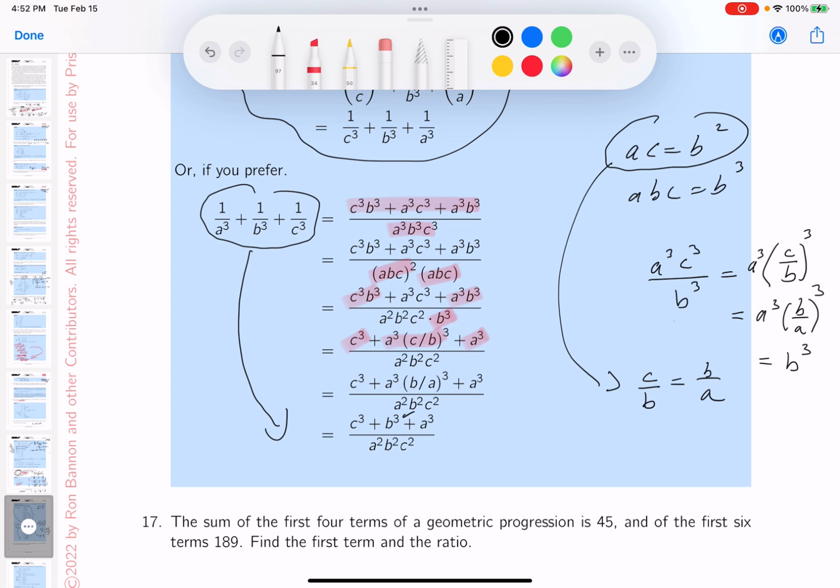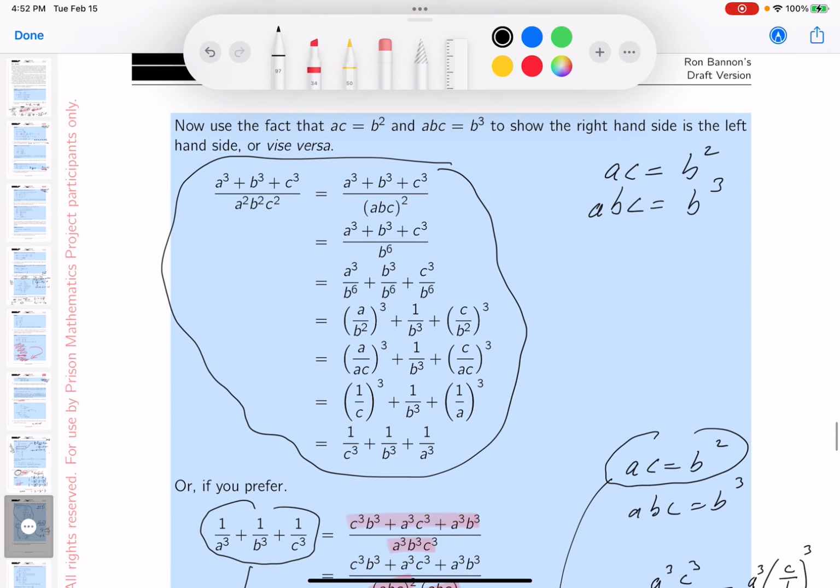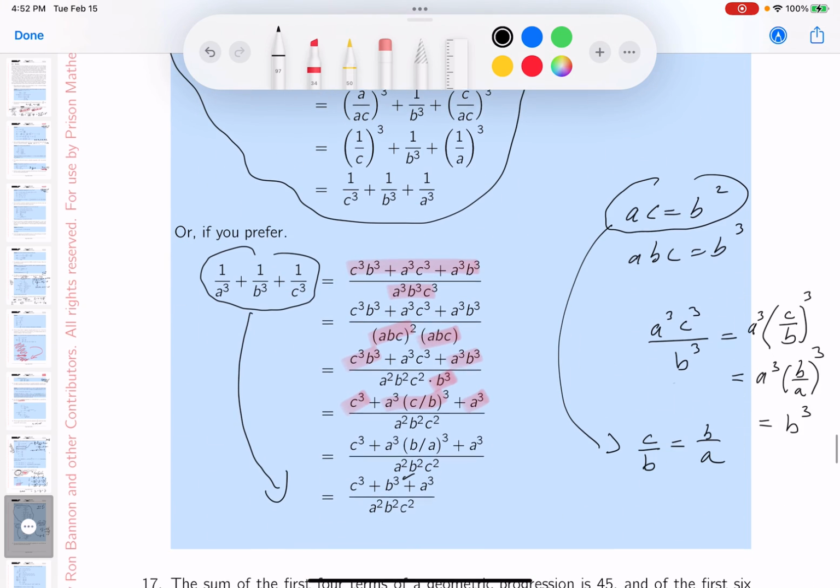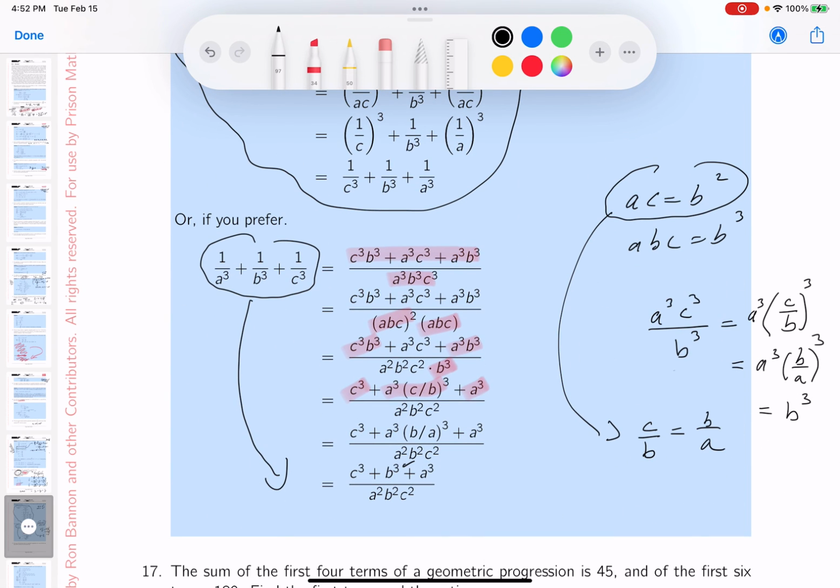Now, I have to be honest with you. I actually felt the first one I did was easier than this one over here. This required a little bit of thought and manipulation of those two things that we found, but it's doable. We got there.